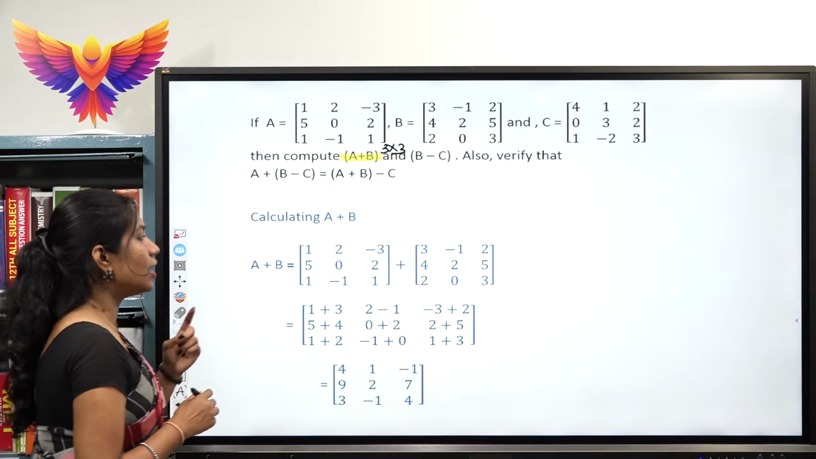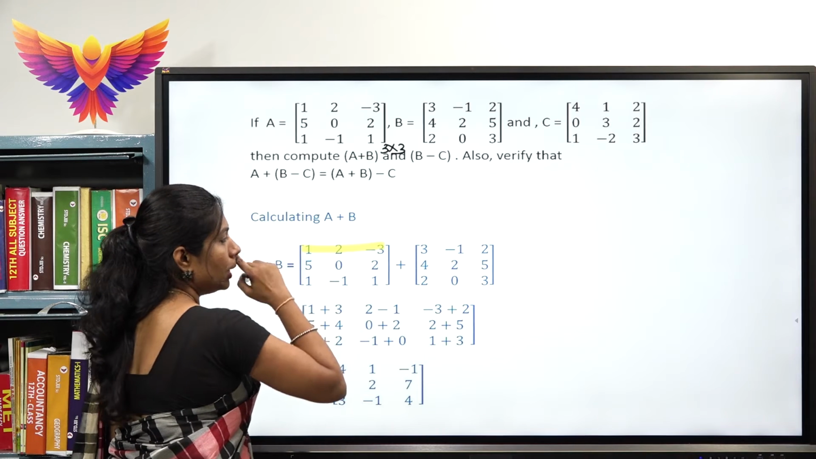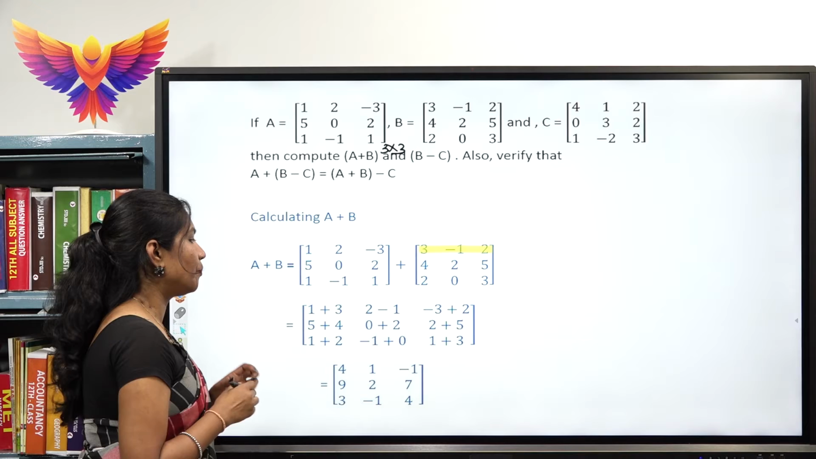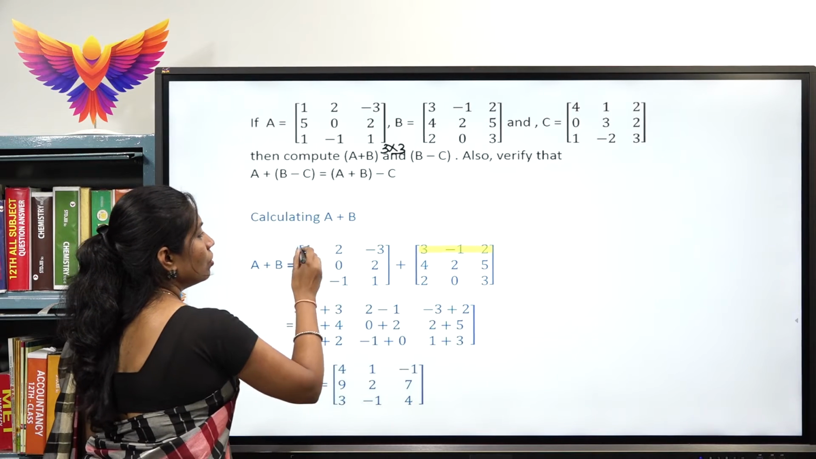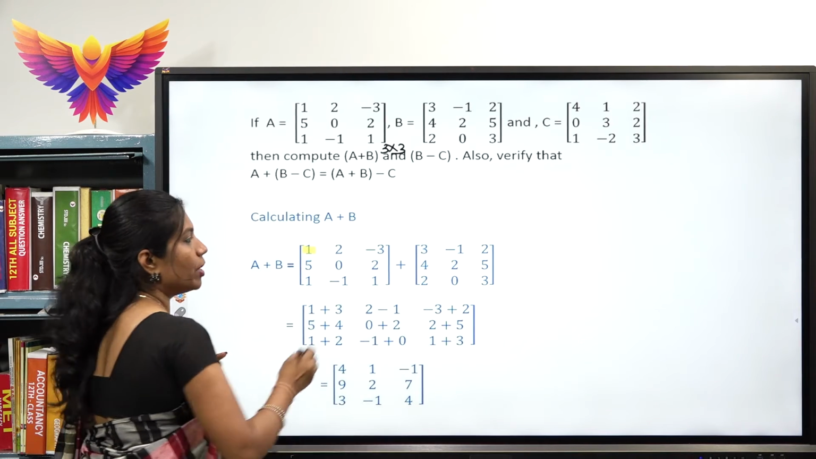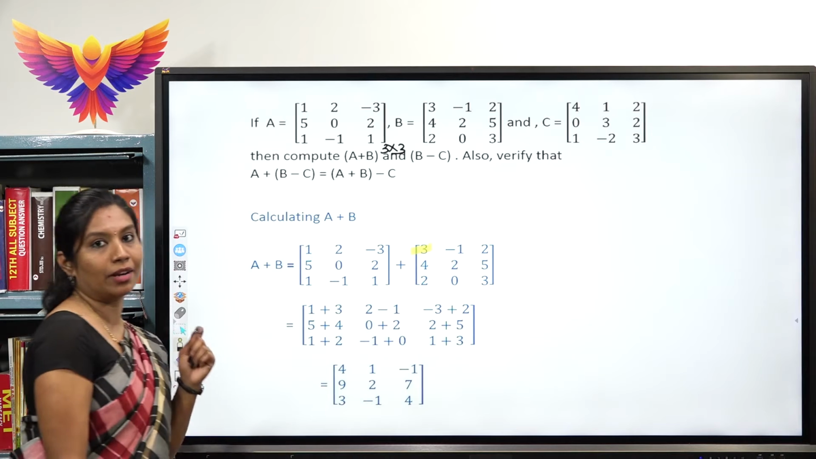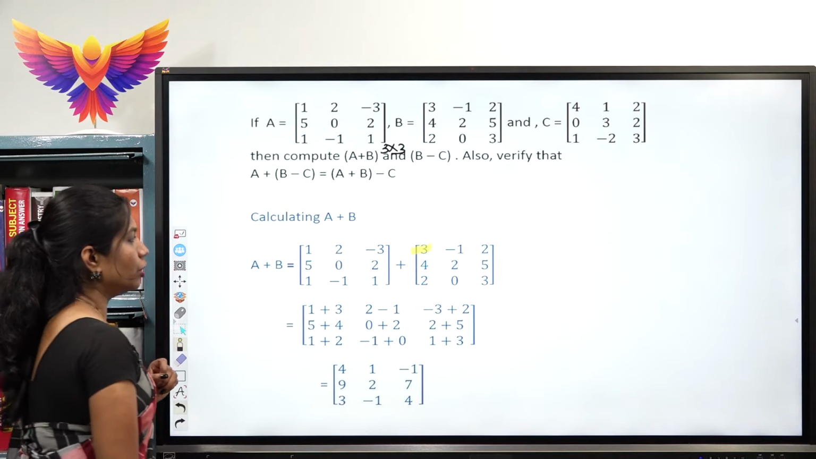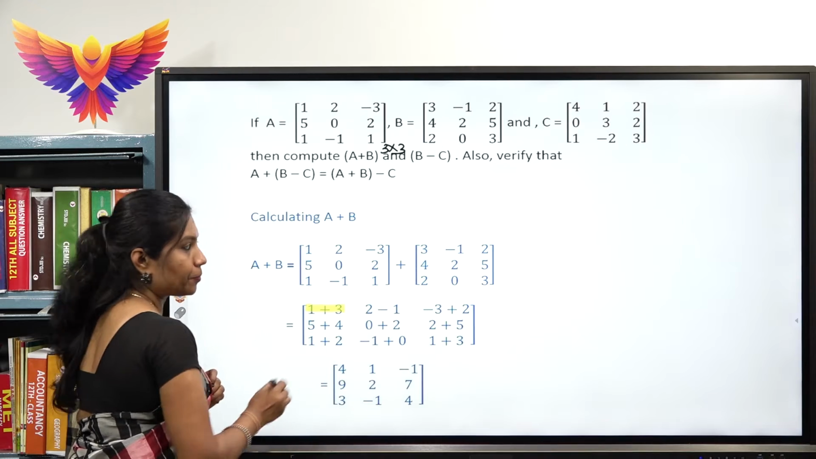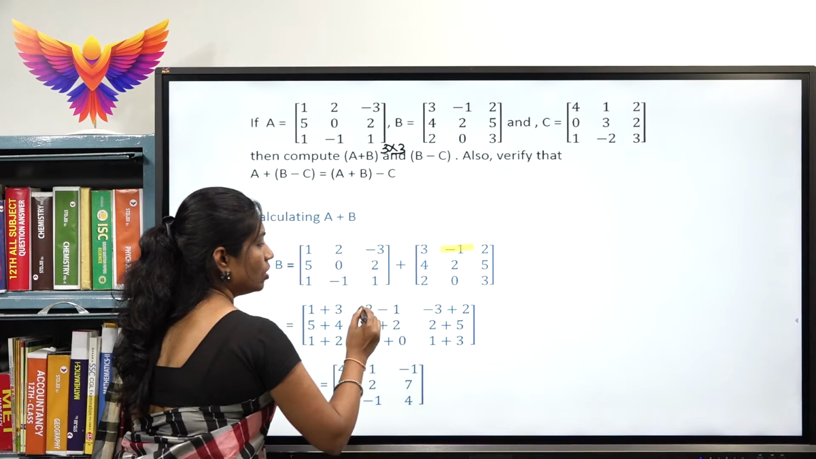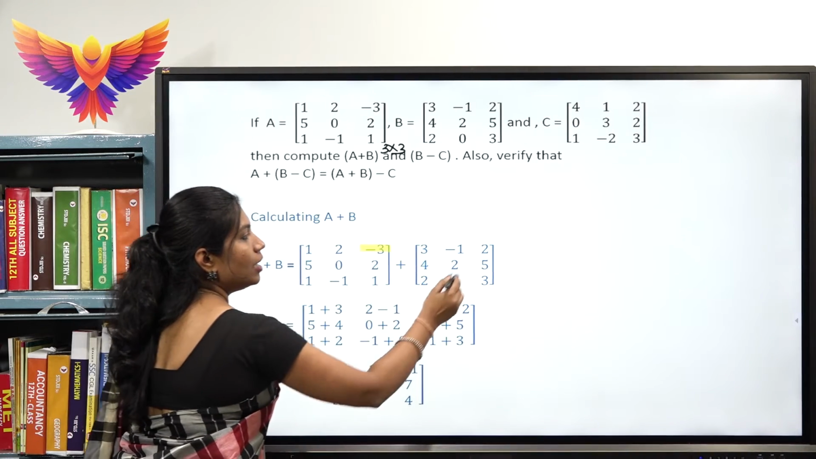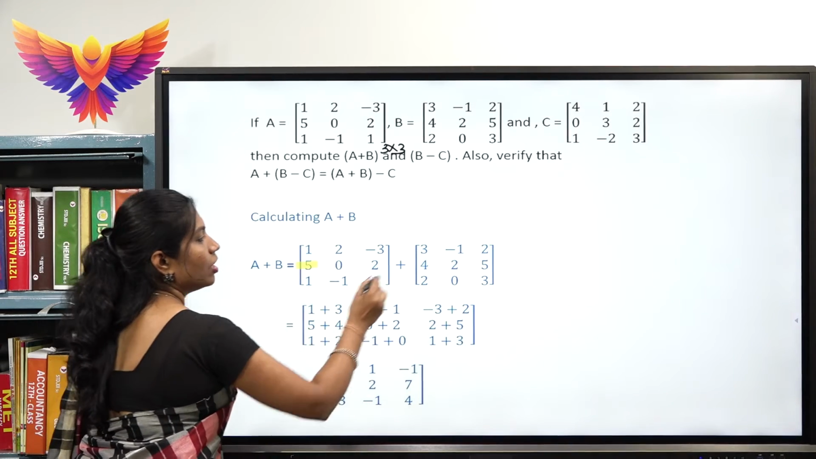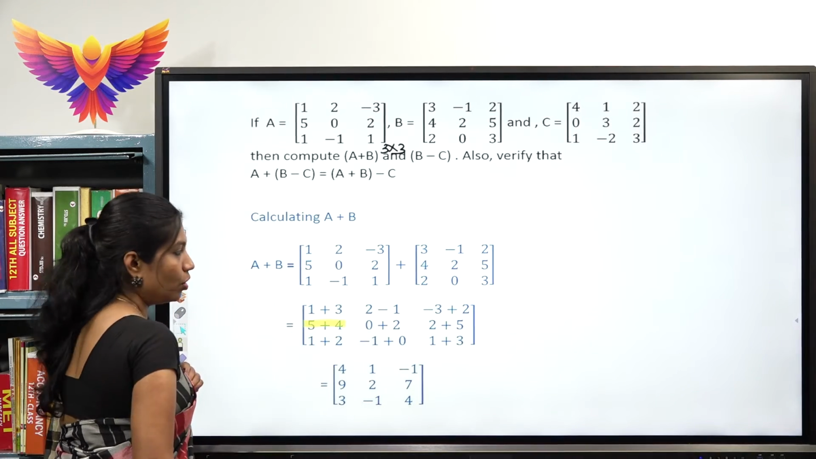We have a matrix A as 1, 2 and minus 3 and 3 minus 1 and 2. Corresponding elements need to be added here. That is, first row first element of the matrix A should be added with first row first element of the matrix B. Normal corresponding elements need to be added. So, when I do that, I will be getting it as 1 plus 3, 2 minus 1, minus 3 plus 2, normal corresponding elements, and it is 5 plus 4, which is equal to 9.